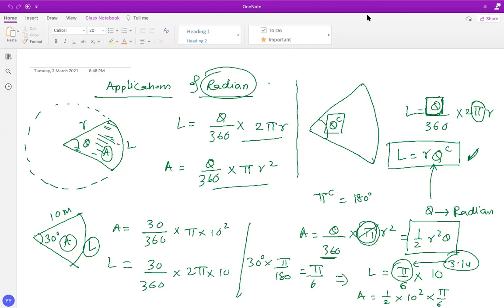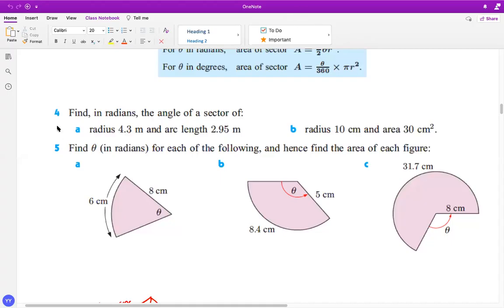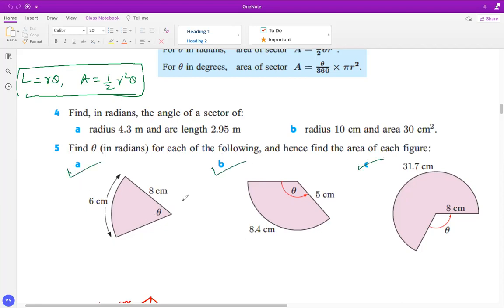So let's take some more examples on the concepts of the formulas that we used. Let me quickly write the formulas in radians. The length of the arc is r theta, and the area is half r squared theta, when the angle is in radians. The questions I'm going to use are A, B, and C to understand this concept. The question here is that we have been asked to find theta in every case.